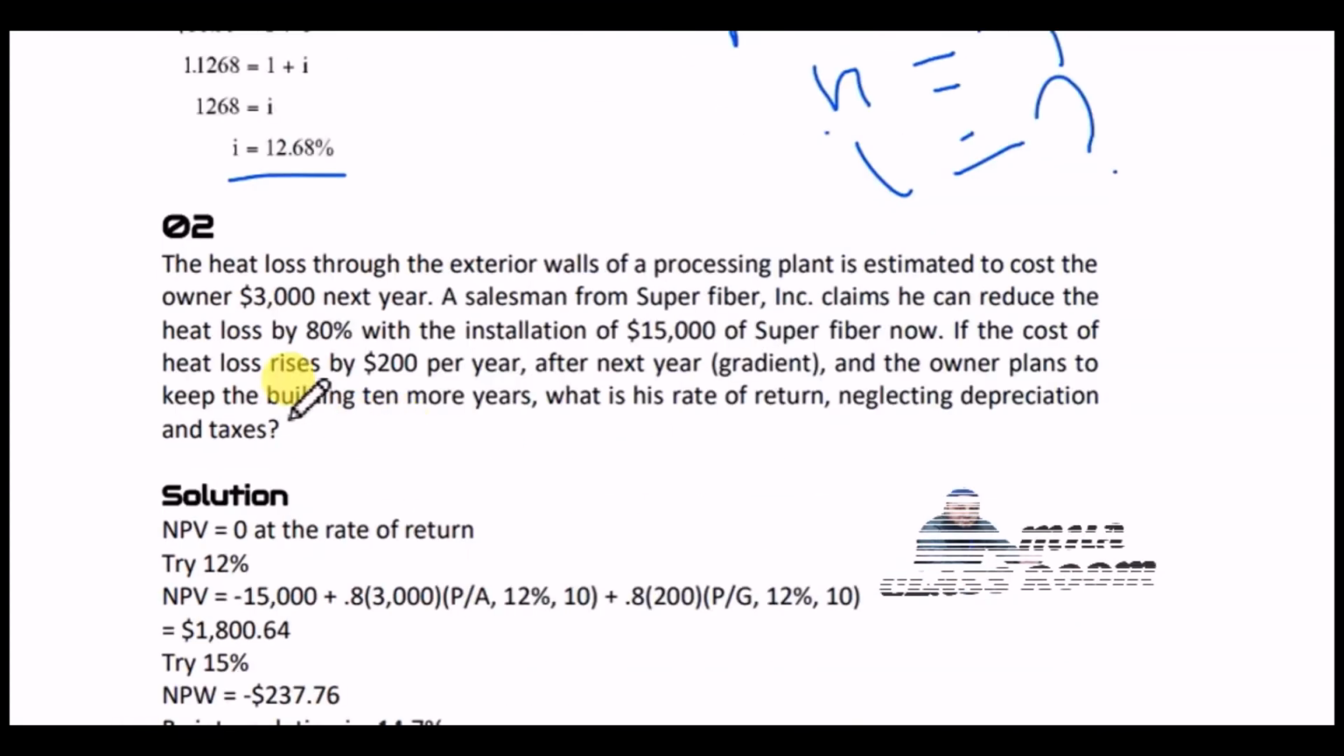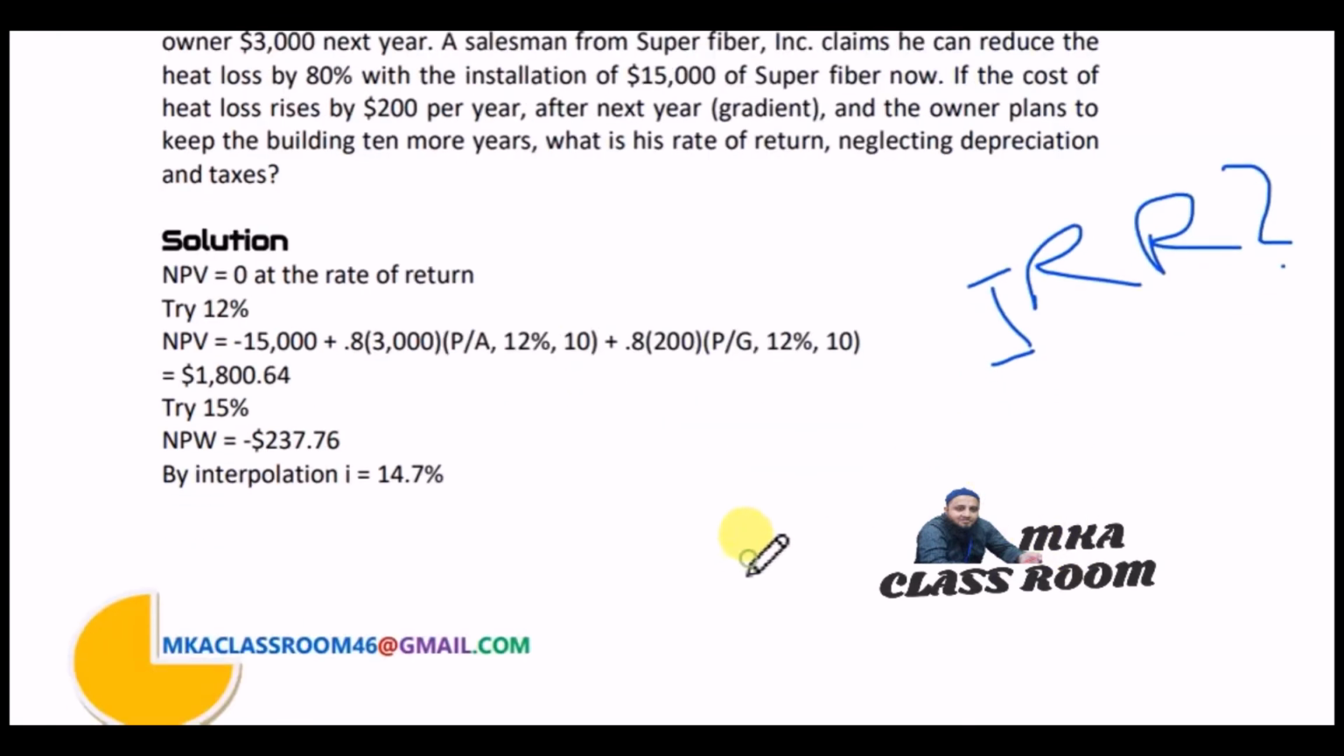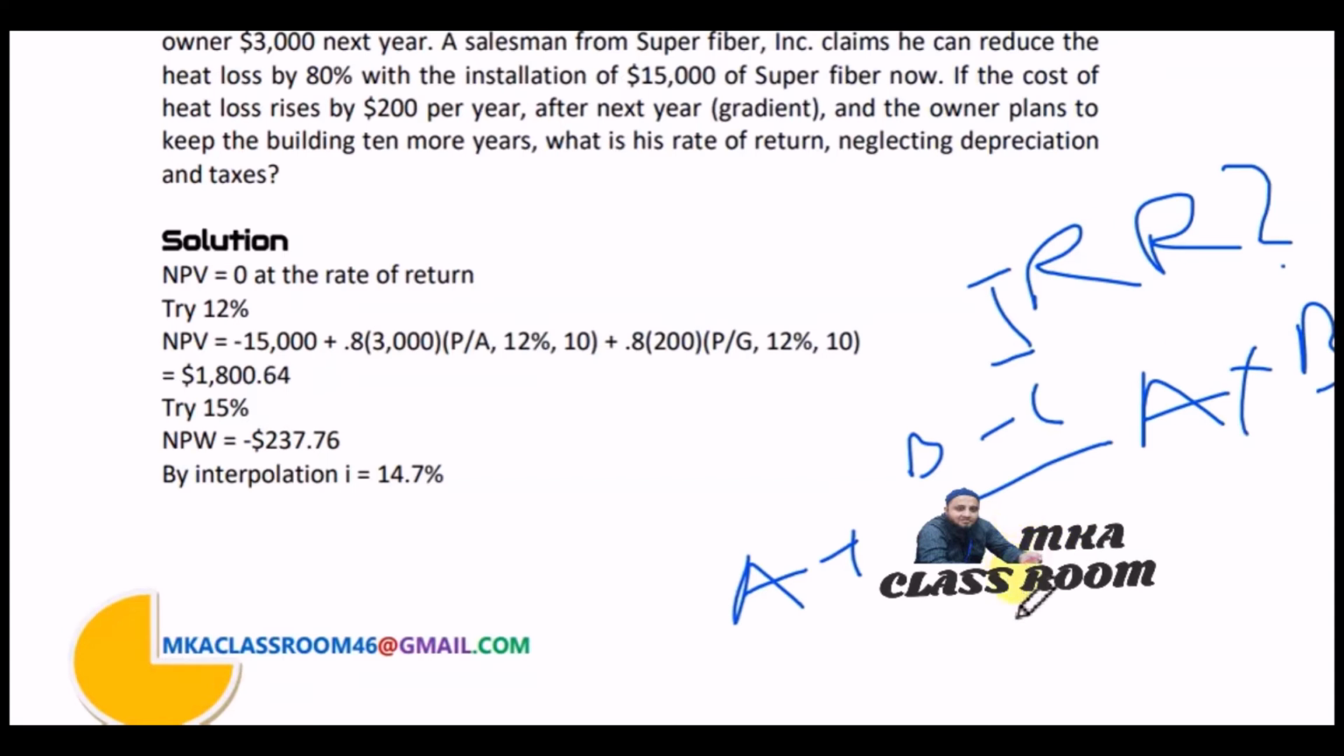Later on, example 2. Here you have to find out IRR. So you will know the interpolation formula, IRR equal to A plus (A minus B) into C, whatever you know better. See the interpolation formula in my previous lectures, previous sheet.